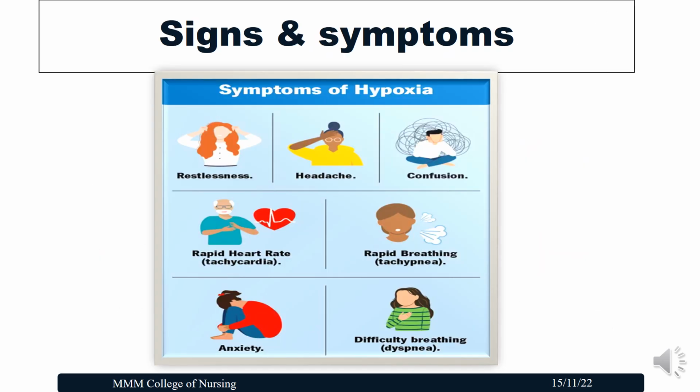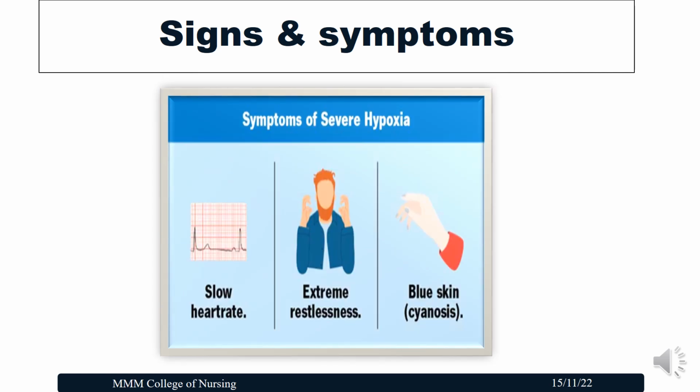What are the signs and symptoms of hypoxia? In the early phases, the signs and symptoms include restlessness, headache, confusion. There will be rapid heart rate or tachycardia, rapid breathing or tachypnea, anxiety, and difficulty in breathing. So these are the early signs and symptoms of hypoxia. And the severe symptoms of hypoxia include slow heart rate, extreme restlessness, and blue skin. That is known as cyanosis.